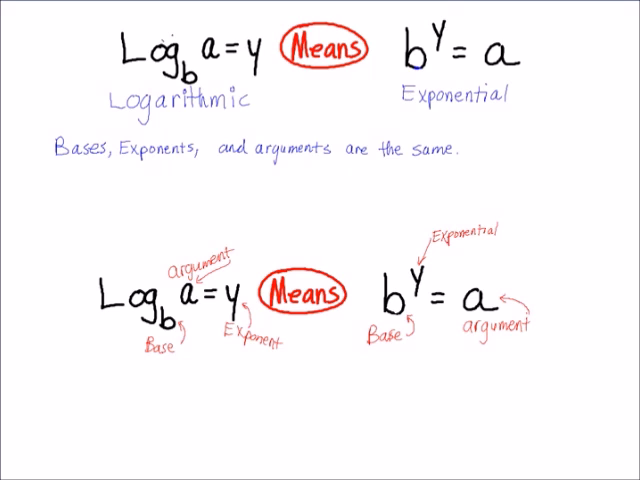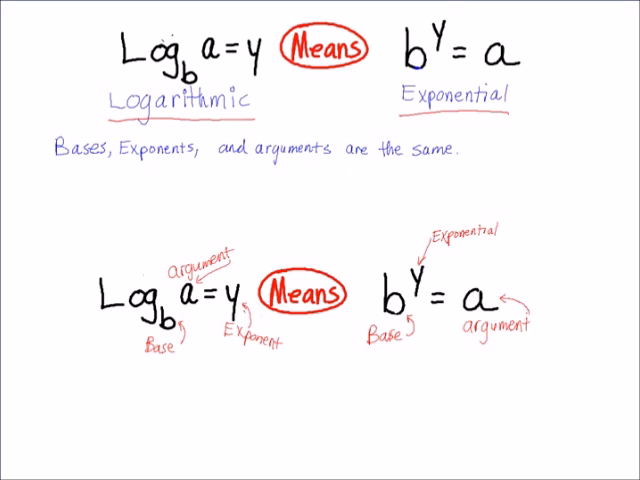As I was stating in 11.1, I feel like we need to brush this up a little bit more. These two mean the same thing. When you say a logarithmic expression and an exponential expression or equation, the a, the b, and the y are the same thing as the a, the b, and the y. So I just want you to write this down right here. Bases, exponents, and arguments are going to be the same.